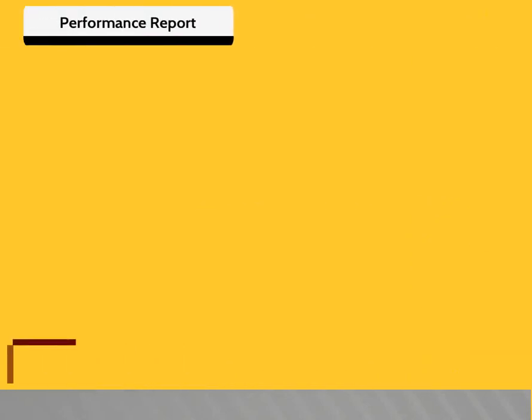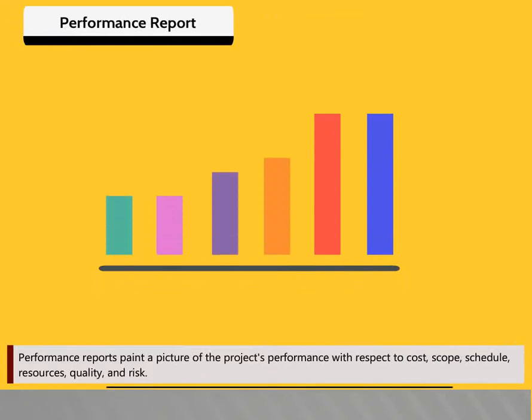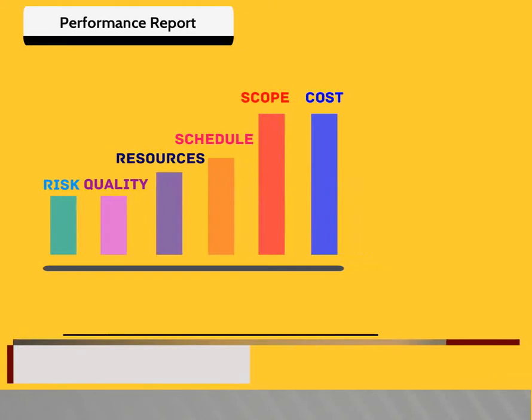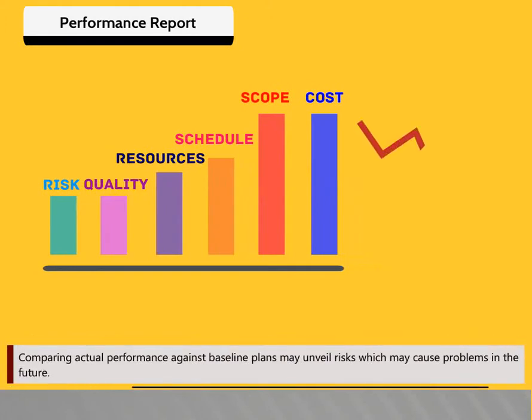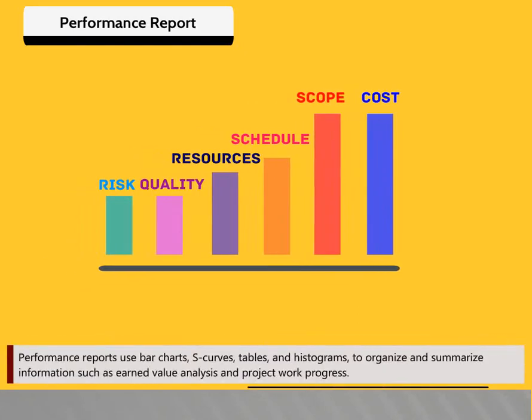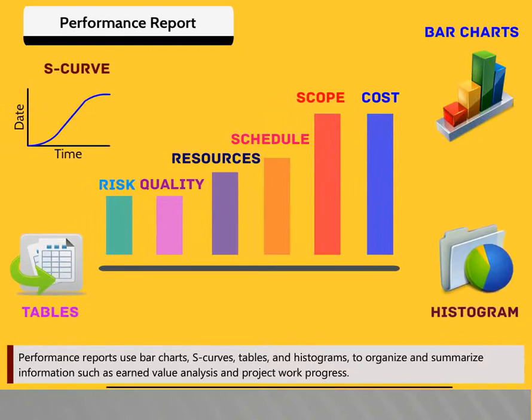Performance reports. Performance reports paint a picture of the project's performance with respect to cost, scope, schedule, resources, quality, and risk. Comparing actual performance against baseline plans may unveil risks which may cause problems in the future. Performance reports use bar charts, S-curves, tables, and histograms to organize and summarize information such as earned value analysis and project work progress.